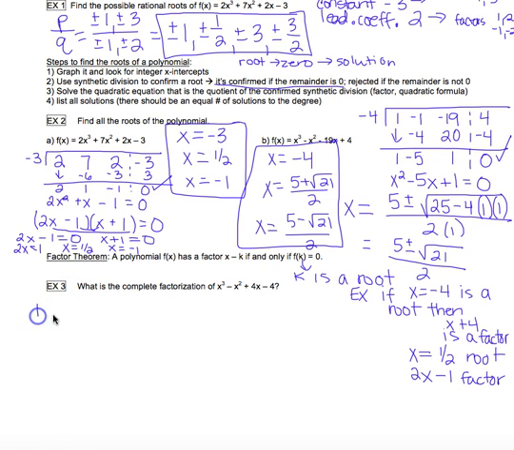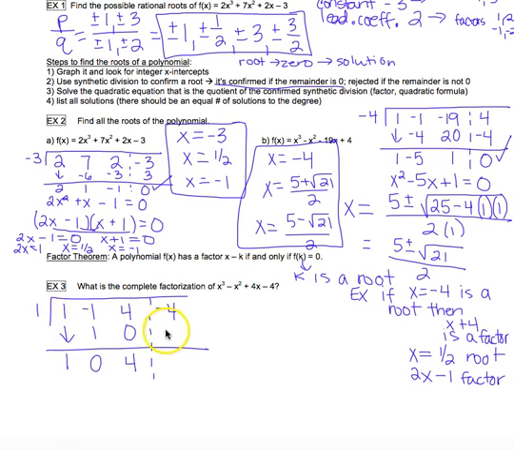So that means I'm going to put 1 in my little box. And then 1x cubed, negative 1x squared, positive 4x, negative 4. Bring this down. Multiply to get 1, add to get 0. Multiply gives me 0, add gives me 4. Multiply gives me 4, add gives me 0. So that confirms it. I know that x equals 1 is a root, which means x minus 1 is a factor, because it's asking me for the complete factorization.